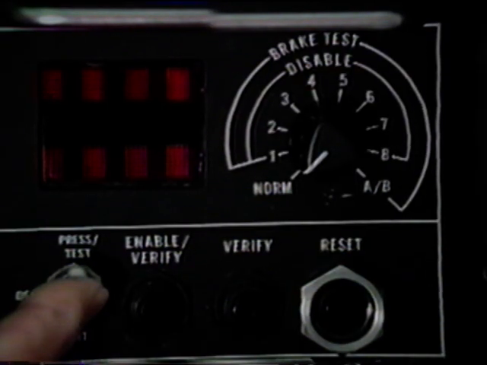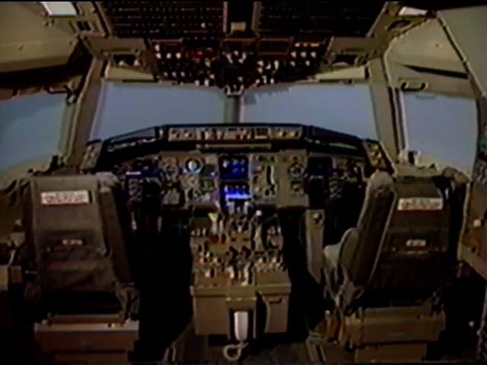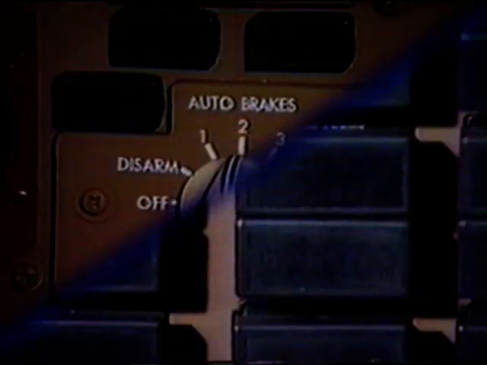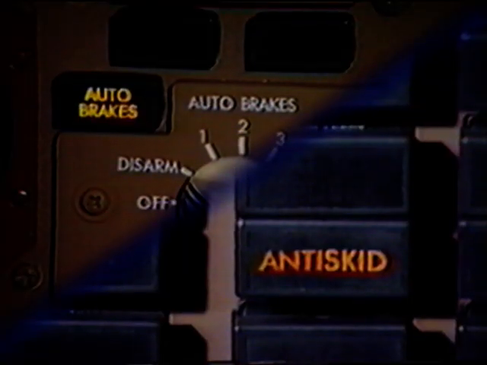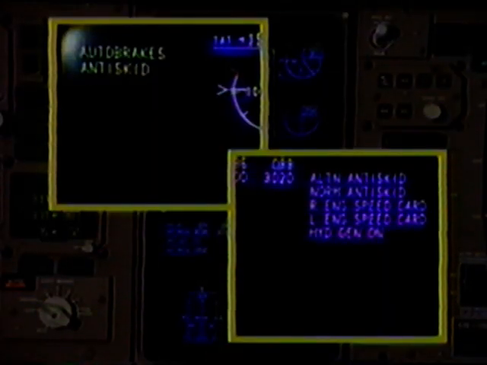All 8 LED segments display. In the flight compartment, verify that the Antiskid and Autobrake lights are lit. On ICAS, the following messages appear.